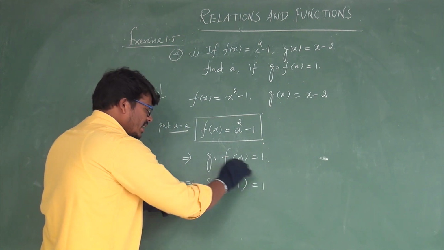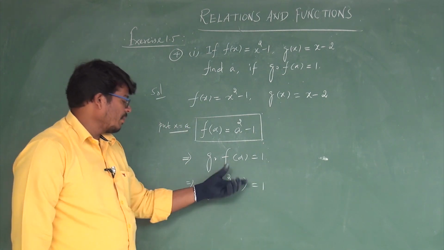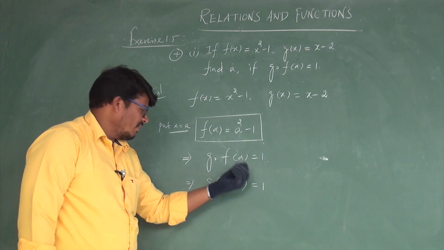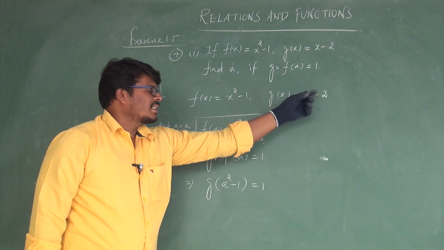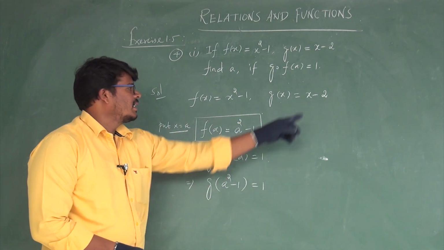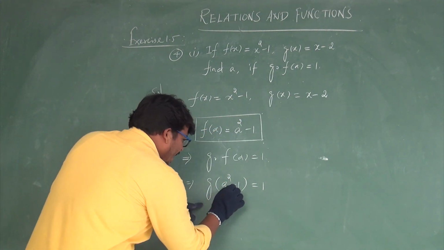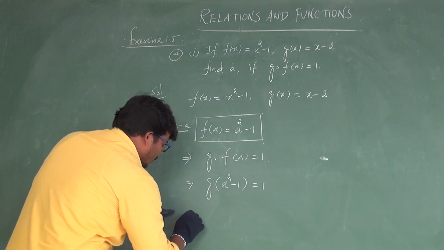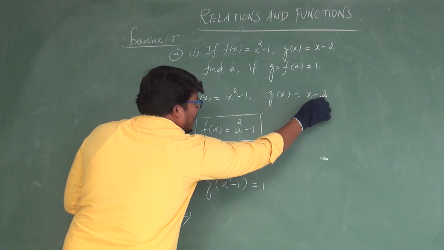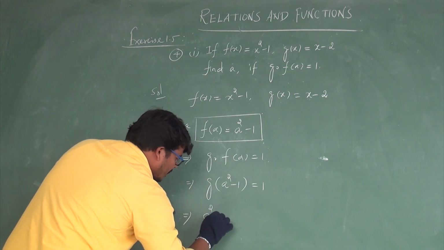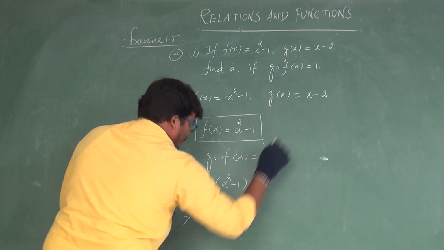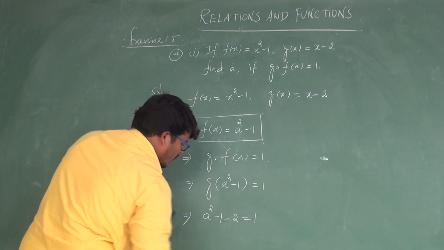The entire function is g of x. Already g of x is given: g of x is x minus 2. Here x is replaced by a squared minus 1. So g of x equals x minus 2, where x is replaced by a squared minus 1, giving a squared minus 1 minus 2 equals 1.